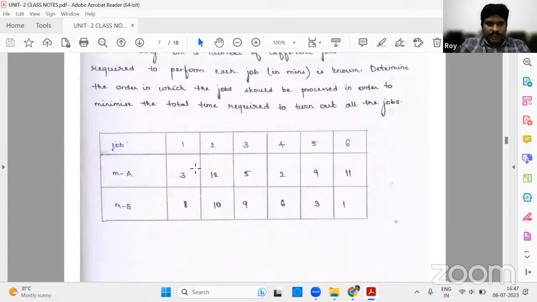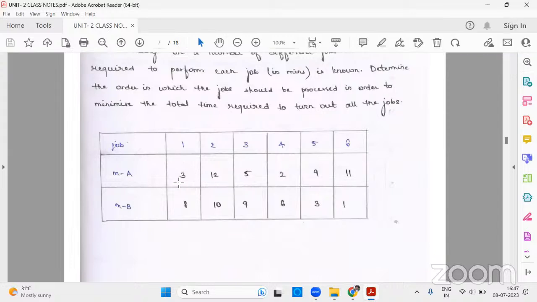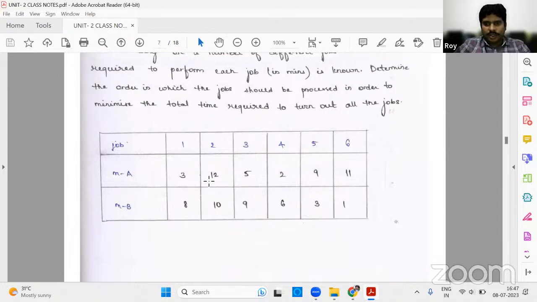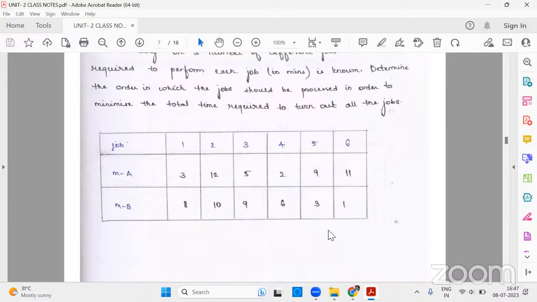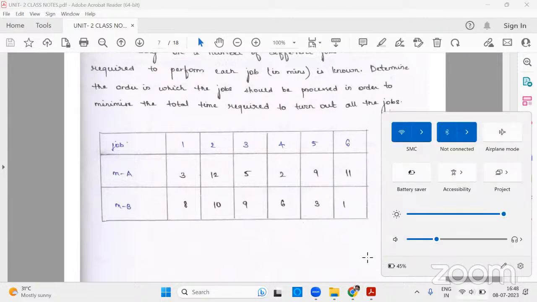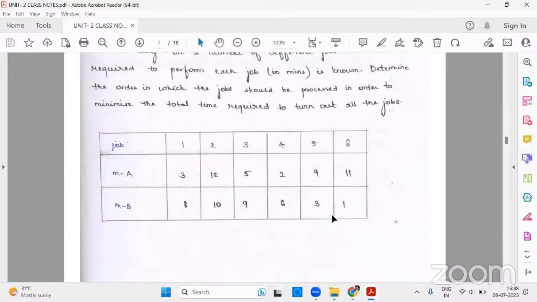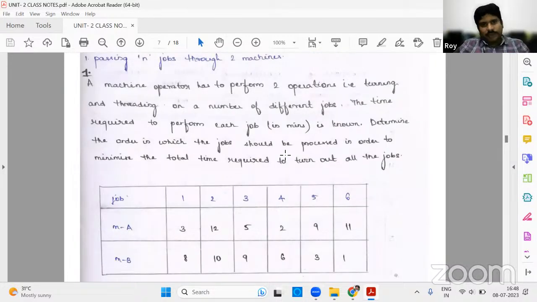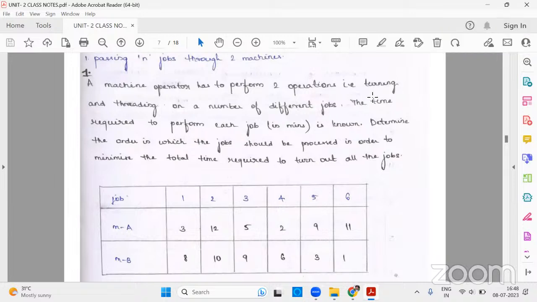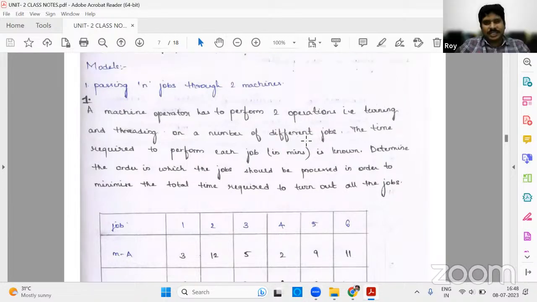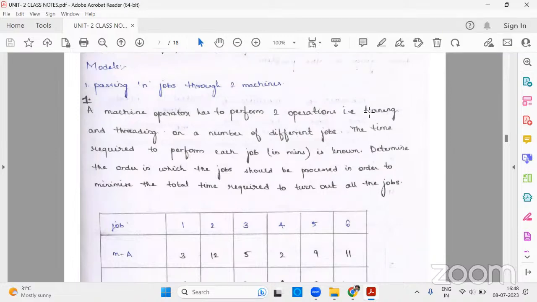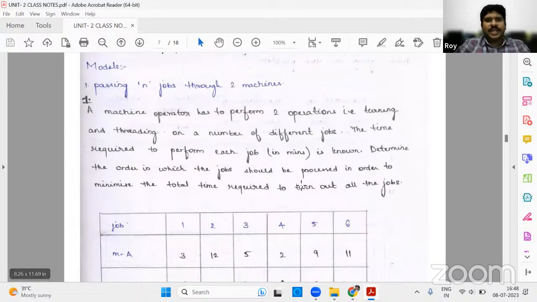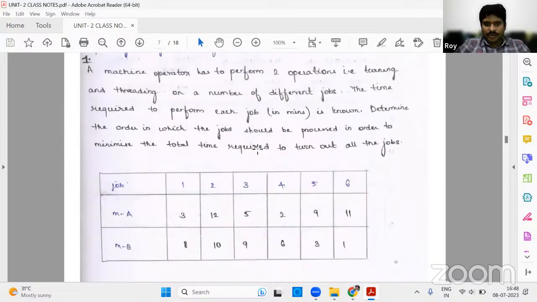Among these timings, there are 6 jobs, 1, 2, 3, 4, 5, 6. The order of crossing the jobs has not been mentioned in the question. Is it B to A or A to B? This will be A to B only. That should be given in the question also. Actually, a few words are missing. We need to take turning as machine A and threading as machine B, and they have to give the order also.